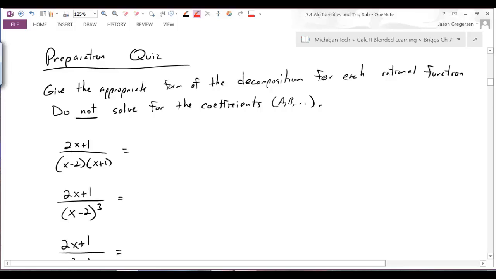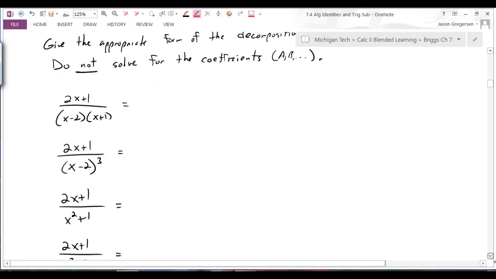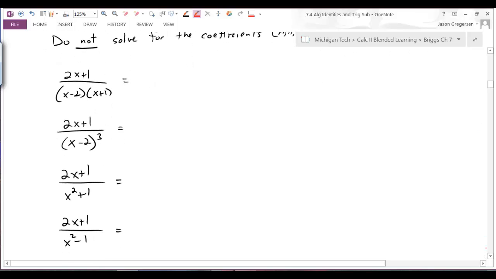I want you to do that for these 4 fractions. Can we have A's and B's? You can. I expect you to have A's and B's and C's. We take something like this and write it as A over something plus B over something, maybe plus C over something, maybe plus something else weirder. That's all the stuff from the video and from the section. So write out what that decomposition is. You don't have to solve for the coefficients, but write out the form that you would use.